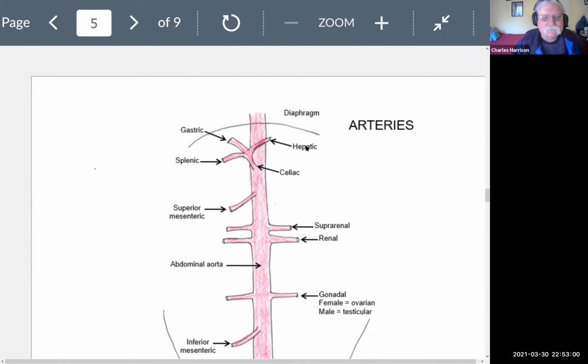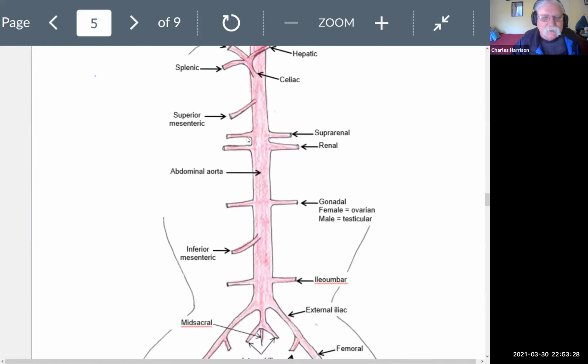Here's the diaphragm. This major vessel here is the abdominal aorta. It's actually the descending thoracic aorta if it's up here above the diaphragm. But since we're supposed to be doing the ones below, this is the abdominal aorta. Skip this one for a moment. Skip this one for a moment. Come down and find the kidney and suprarenal gland. Suprarenal artery, suprarenal artery. Renal and renal.